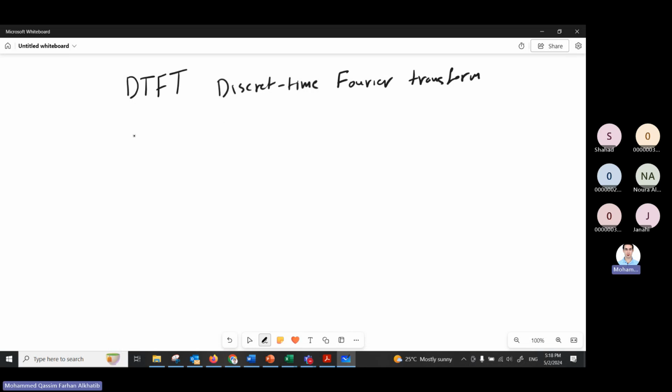Now you notice our data was in n format. So I have x of n, I will get x of e^(j omega). Now remember, square brackets mean discrete, so it's a discrete time. Now, continuous brackets, what do I have? I have a continuous function. So DTFT, I will go from discrete time to continuous Fourier domain.